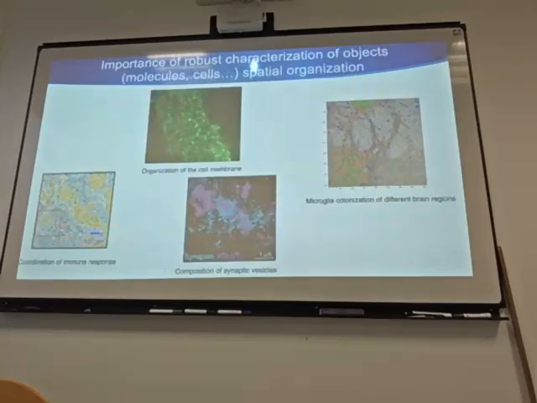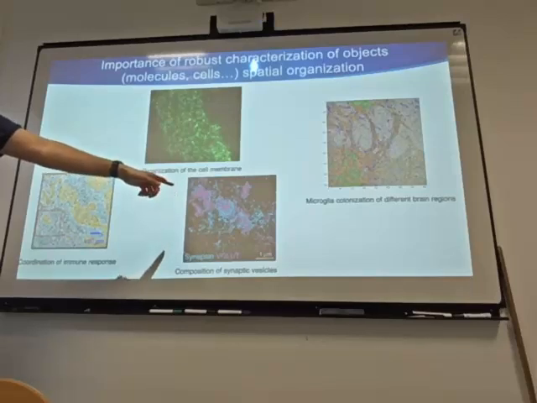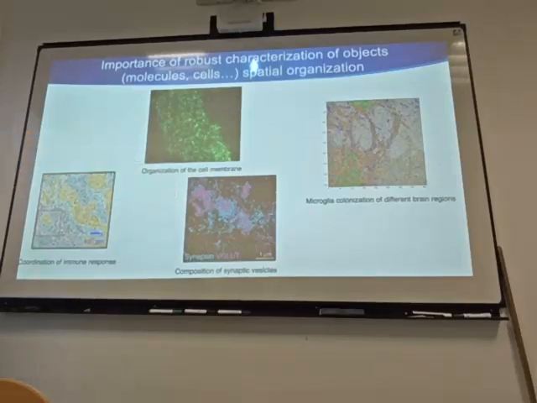Okay. And I mentioned this before, but why do you want to look at this? For example, here, this is the organization of the cell membrane, the coordination of the immune response. Here, this is a paper that we did looking at the composition of synaptic vesicles. And here, this is microglia, and how they colonize the different brain regions.